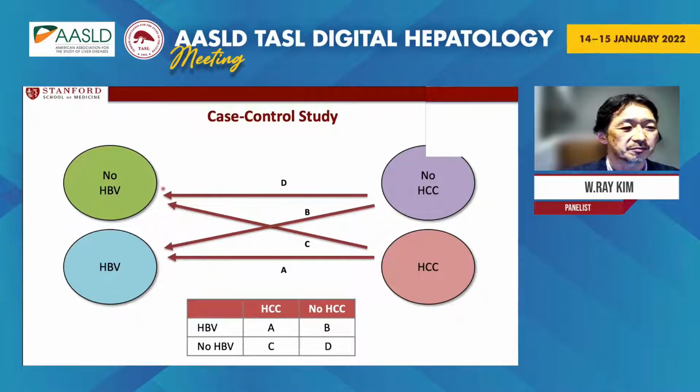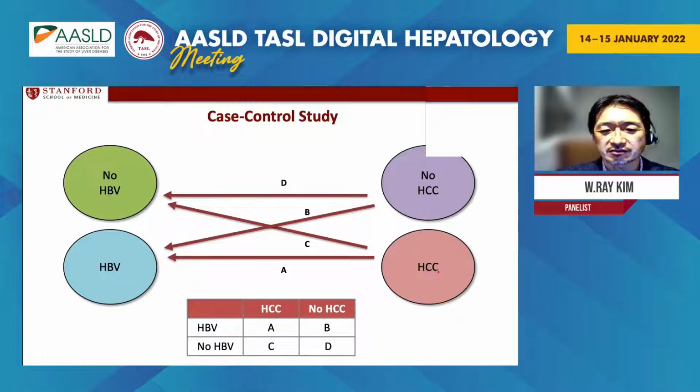Here, you don't see a big population being followed forward. You just have 4 circles. Whereas in the cohort study, you went from the left side to the right side of the screen, now in a case control study, you go backwards. You start from the disease circles: people with HCC, people without HCC. Then you go back and determine who has hepatitis B and who does not have hepatitis B.